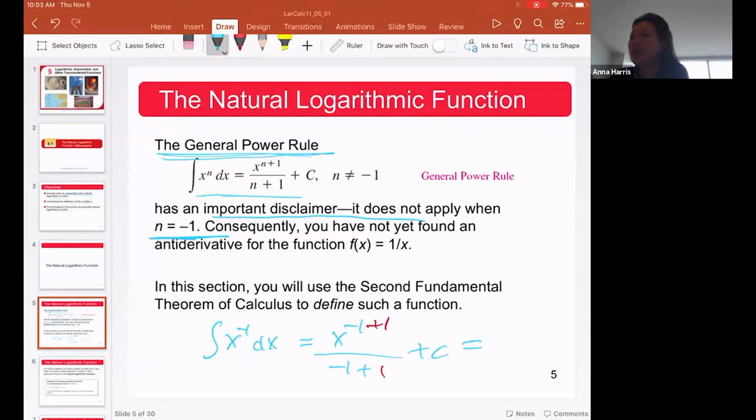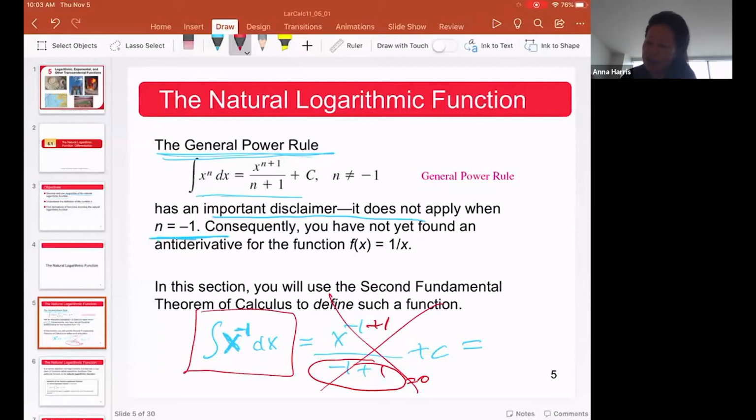Does everybody see we have a problem? When we evaluate x to the -1 power using the power rule, we are going to have a problem. Mainly look at my denominator. That becomes a 0. So can I have a 0 in the denominator? No. So I cannot just do it this way anymore. If I have a function that has a -1 power, the normal general power rule does not work.